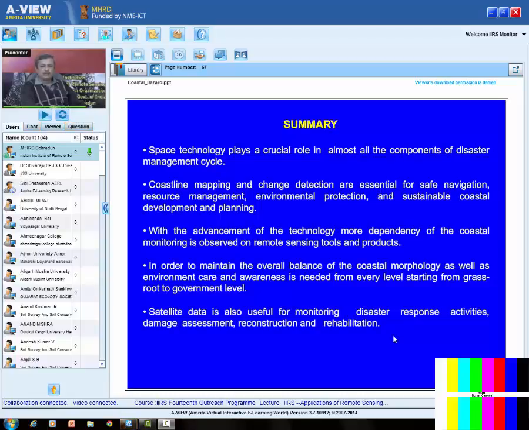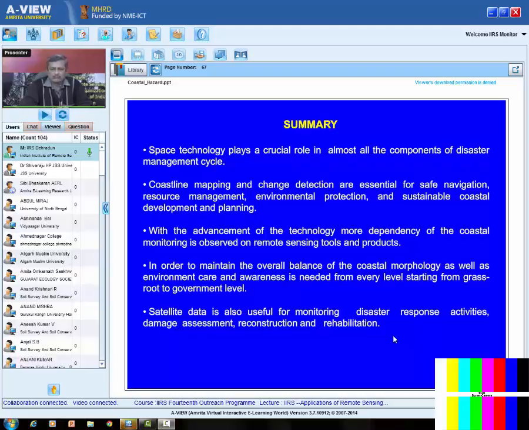So now the last slide, the summary. We can conclude that space technology plays a role in almost all the components of the disaster management cycle that we have already told. Coastline mapping and change detection are essential for safe navigation, resource management, environmental protection, and sustainable coastal development and planning. With the advancement of technology, more dependency of coastal monitoring is observed on remote sensing tools and products. That is very, very important.